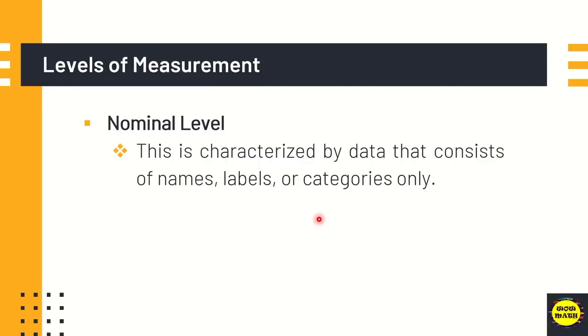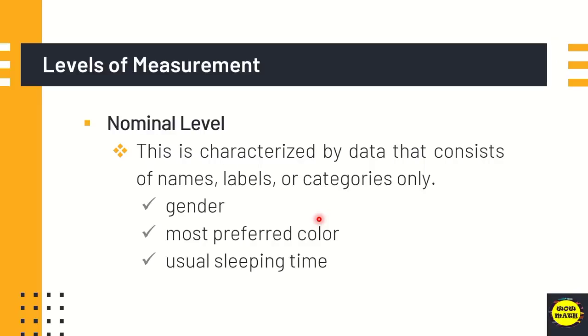For example, gender, most preferred color, your usual sleeping time, and civil status. Other examples of variables measured at the nominal level include gender, marital status, and religious affiliation. For the study on the validity of the statement regarding the effect of breakfast on school performance, students who responded yes or no to the question is an example of nominal level.